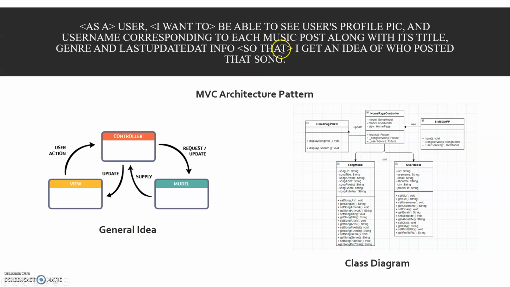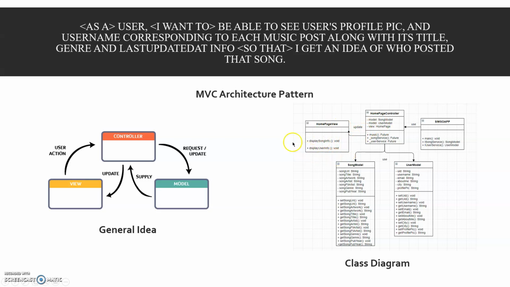So here we want to get the user's profile pic and also username corresponding to each music post, and then for the music post we need to get its title, genre, and last updated at info. So we have the homepage controller here that is hooked up to the services or the model, and then the view is over here where we display our song info and also the user info. The models are both the song model and the user model, and these are the information for the songs and for the users, and they are all hooked up to the controller.